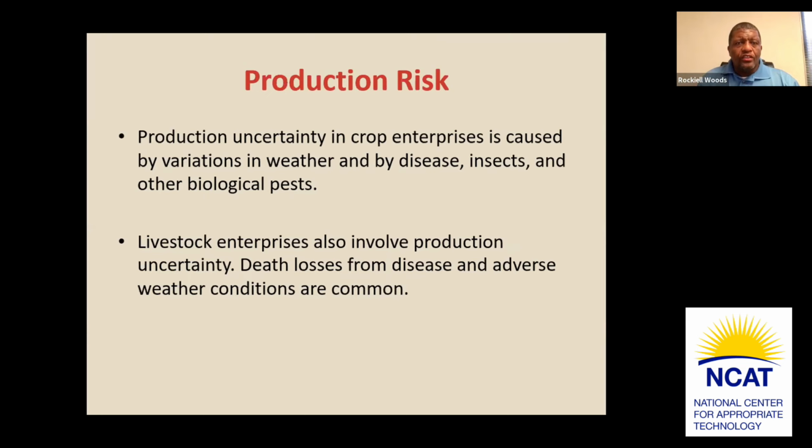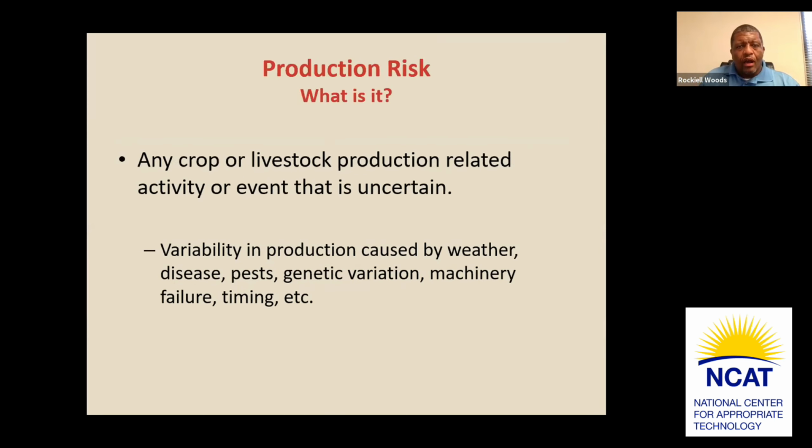Production risk: production uncertainty in crop enterprises is caused by variation of weather and disease, by insects and other biological pests. Livestock enterprises also involve production uncertainty. Death losses for some of your animals, and disease and adverse weather conditions are common.